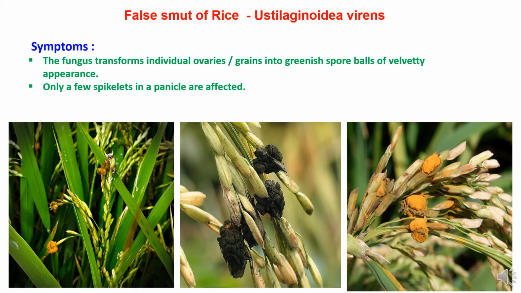Next disease is false smut of rice, which is caused by the fungus Ustilaginoidea virens. Now the symptoms. The fungus transforms individual ovaries and grains into greenish spore balls of velvety appearance. Only a few spikelets in a panicle are affected, and it impacts the quality of grain formed.